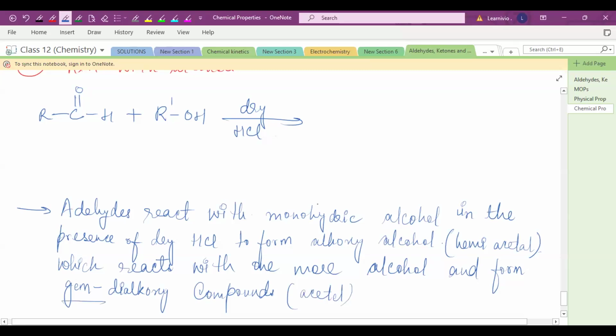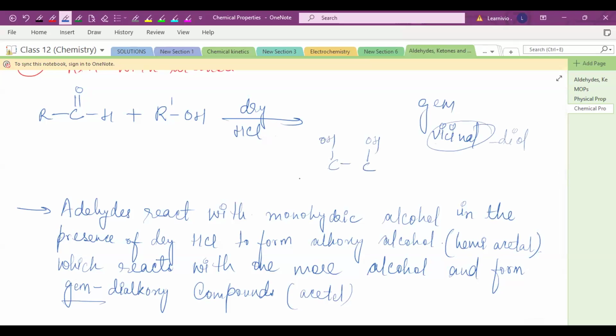Now, why do we use the word gem? There are two words, gem and vicinal. The word vicinal is used, for example, in vicinal diol. If I say vicinal diol, so this carbon and this carbon, right? Adjacent carbons पे OH group is present. The word vicinal is used for a compound in which the same functional group is attached to adjacent, neighboring carbons. So that is a vicinal type of compound.